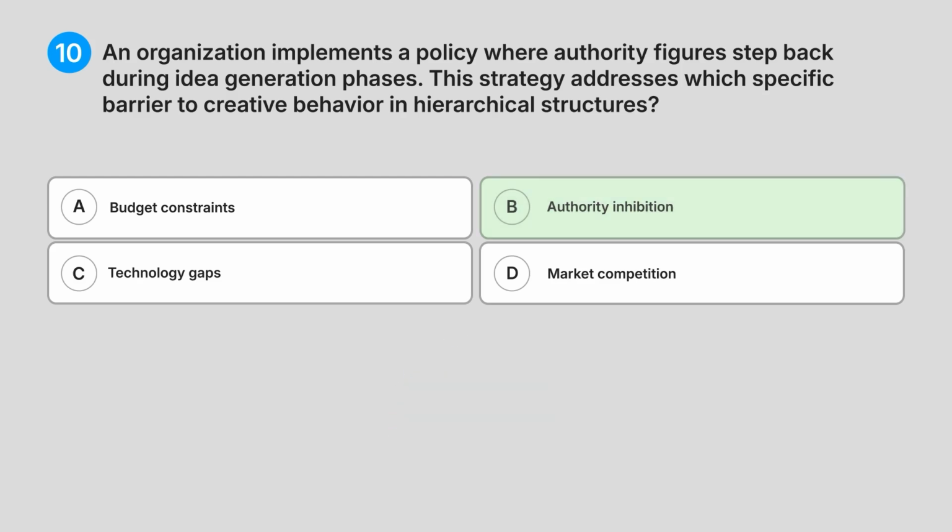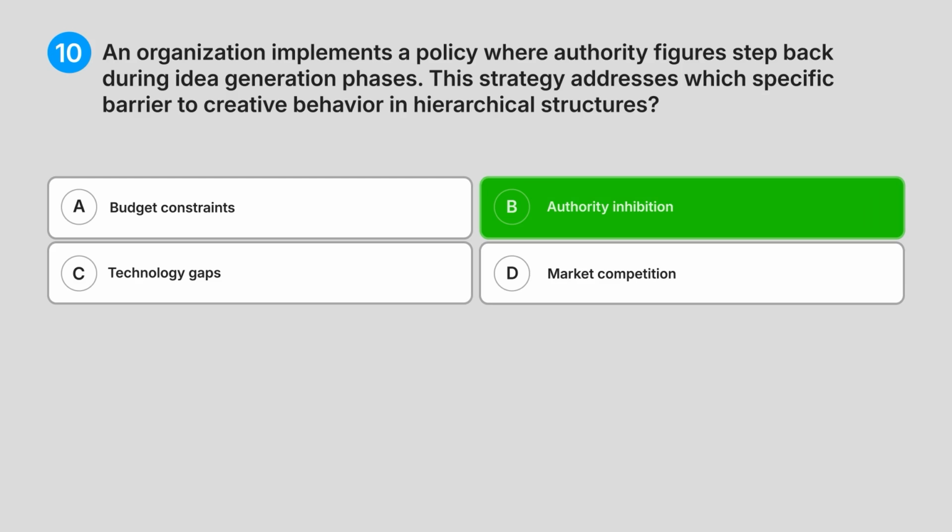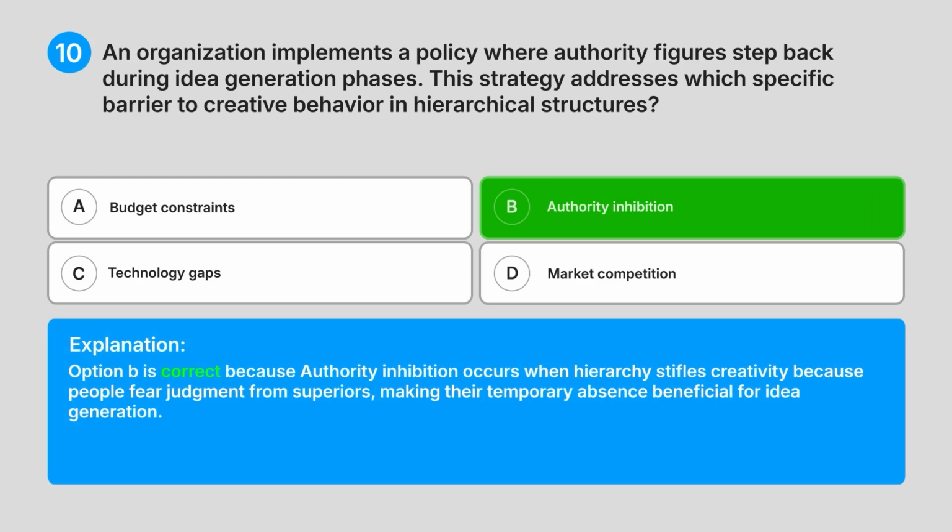Correct answer, B. Authority inhibition. Explanation. Option B is correct because authority inhibition occurs when hierarchy stifles creativity because people fear judgment from superiors, making their temporary absence beneficial for idea generation.